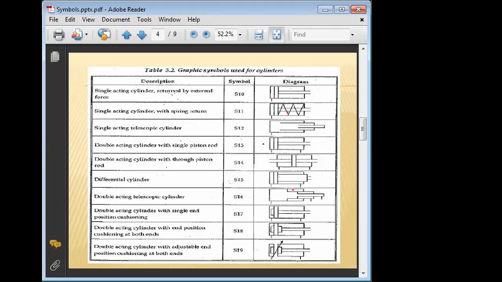There is one institute, the American National Standards Institute, ANSI. That institute is responsible for all this symbol information in the United States. ANSI is the one body responsible for symbol information there.